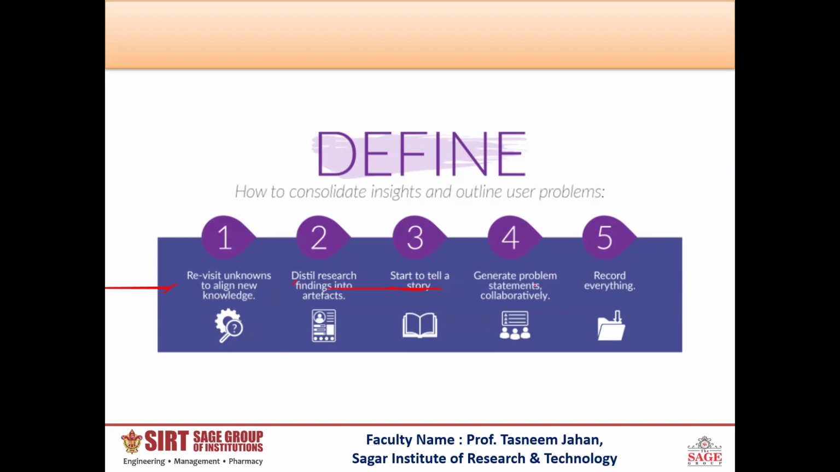Then the fourth phase is generating the problem statement collaboratively. After the discussions, multiple people will propose their own problem statements. Ultimately, we record everything, the documentation is done properly so that we can refine the collective problem statements into one single problem statement, which is accurate and which can be used to further devise the solution of the problem.